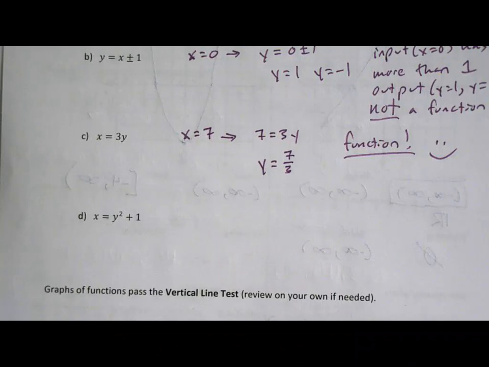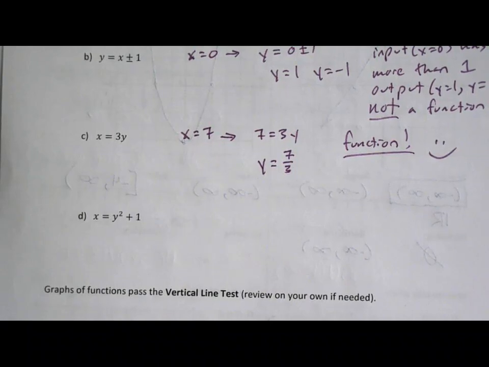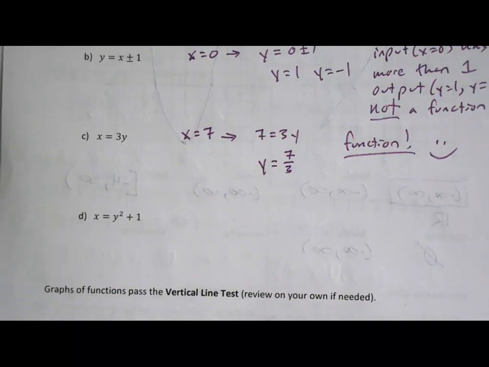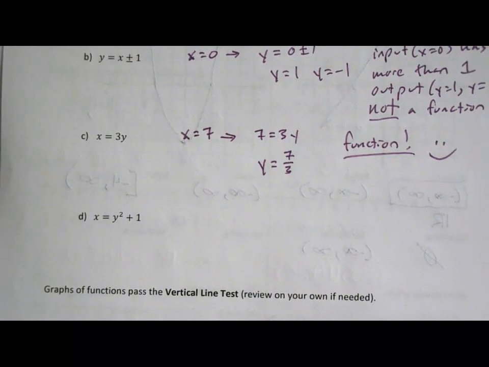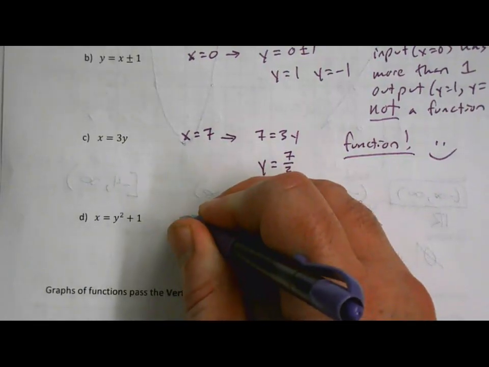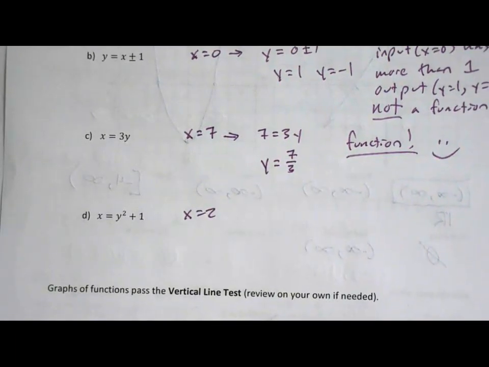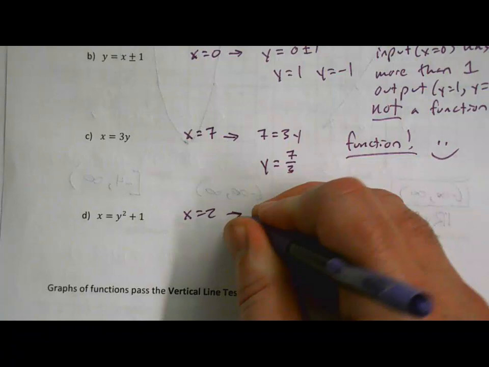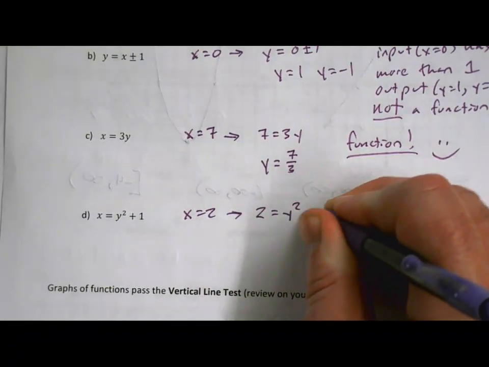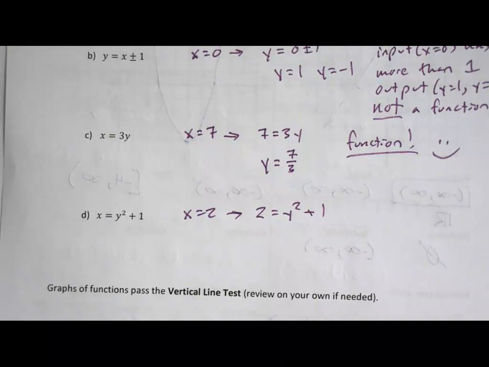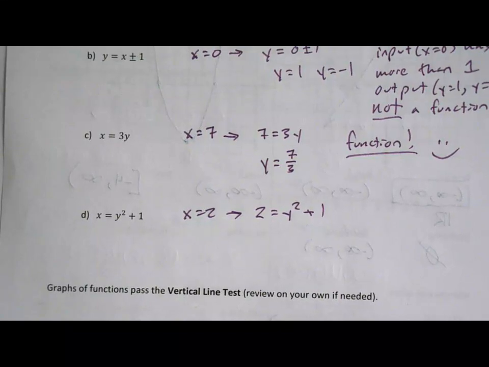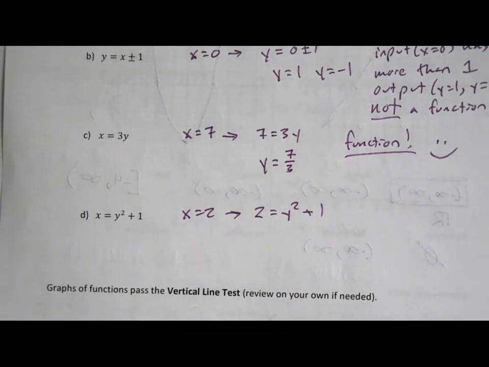All right, part D. Pick a good one here. I want a nice clean value of y when we solve this. 2? I like 2. 8? 8 could work too. I'm gonna go with 2. So let's let x equals 2. If I make that happen, I got 2 equals y squared plus 1. And I'm going to solve that for y and see what I get. Now, if I get 2 possibilities, it's not a function.